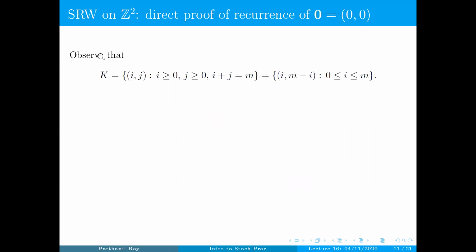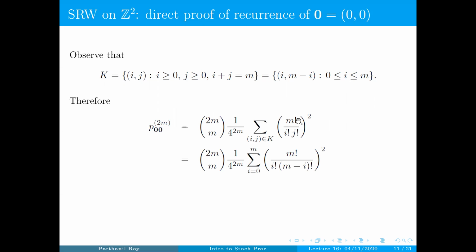Now note that this set K of all possible (i, j)'s can also be written with j just equal to m minus i, right? Because i plus j is m. So I can just write (i, m minus i), where i runs from 0 to m. These two sets are the same. Therefore, whatever we have obtained so far can be written as this, except that j factorial is replaced by (m minus i) factorial, and the sum will be over i only, from 0 to m.